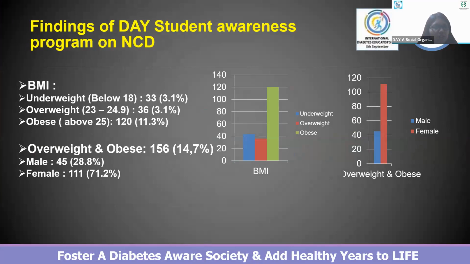We have seen underweight around 3.1%, overweight around 3.1%, obese 11.3%, overweight and obese together 14.7%. We have taken male total 28.8% and female 71.2%.